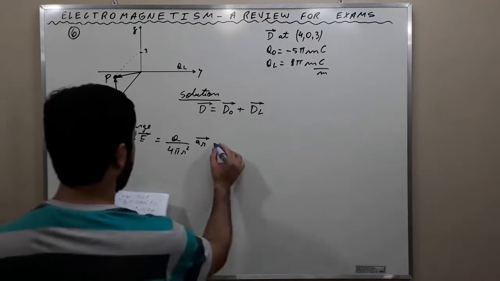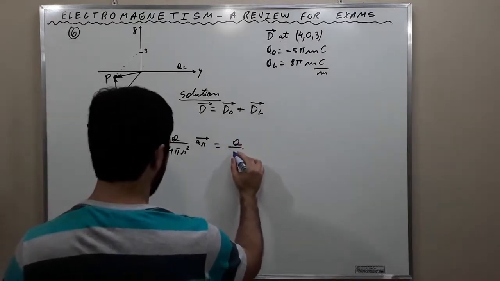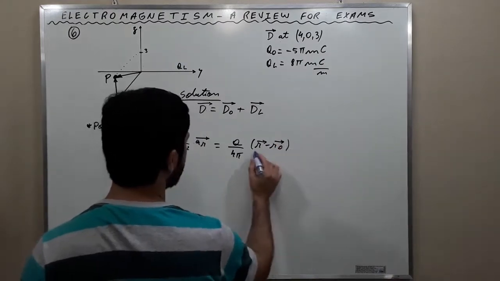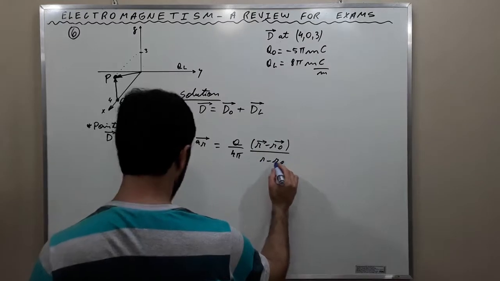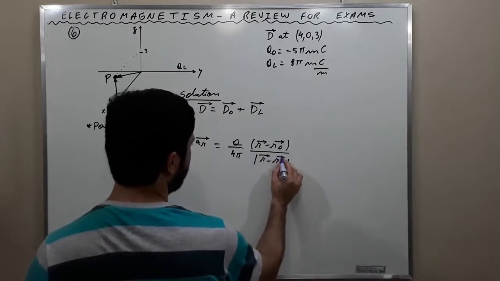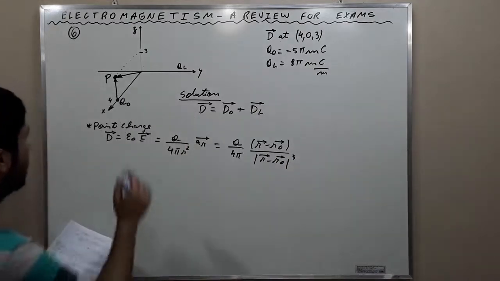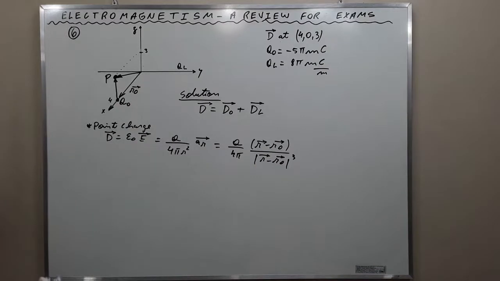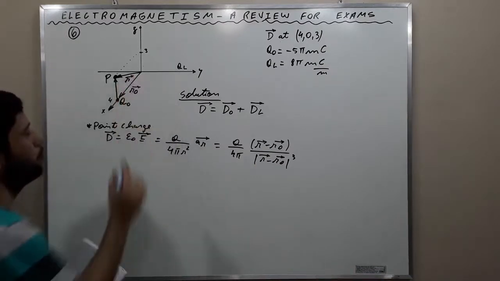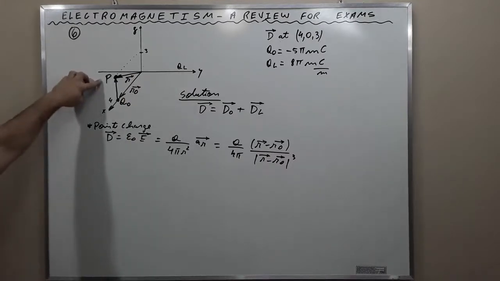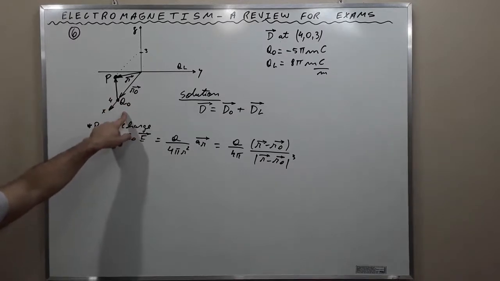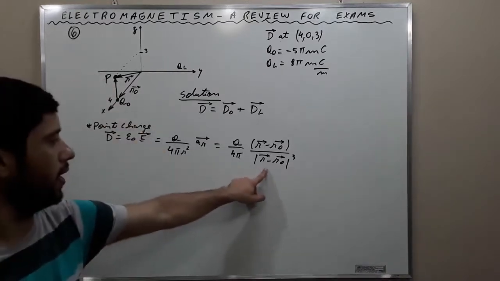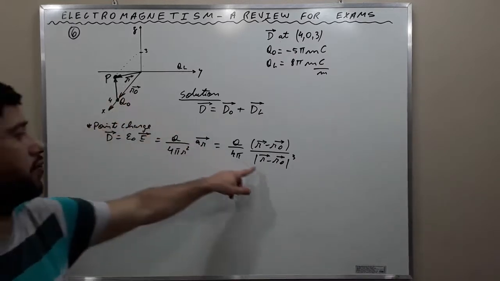And this can be rewritten as Q over 4 pi times r minus r0 over the magnitude of r minus r0 cubed. Okay, r0 is this vector here. Alright, and r is this. R positions the point. And r0 positions the charge. R minus r0 is this vector here that goes from the charge to the point. Okay? And we use r and r0 in this expression, in this form.